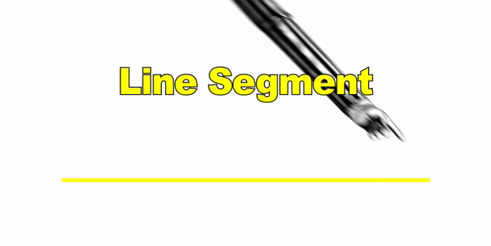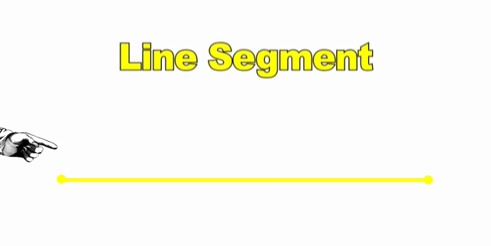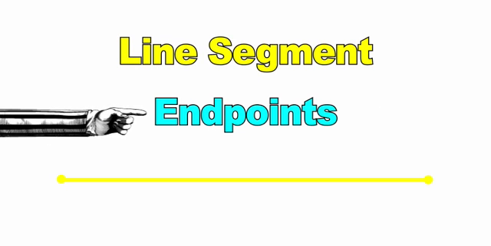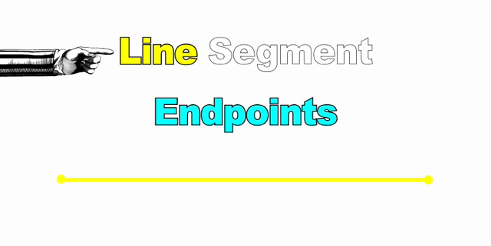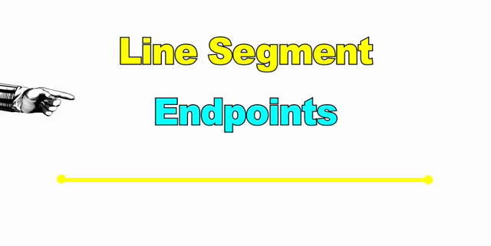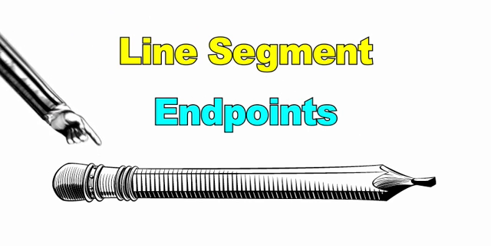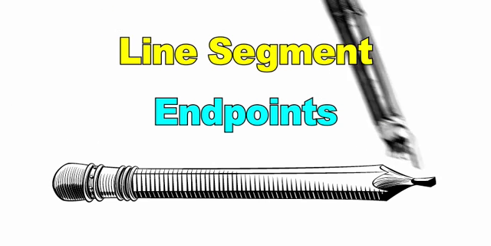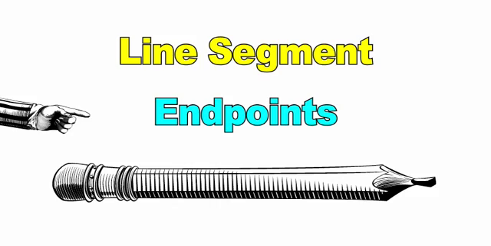And the points that mark the ends of the segment? Well, they have a name too. They are called endpoints. In everyday life, when we refer to lines, we're usually talking about line segments. For example, a pencil. A pencil is a line segment, and its endpoints are the tip of the point and the tip of the eraser. Simple enough, right?